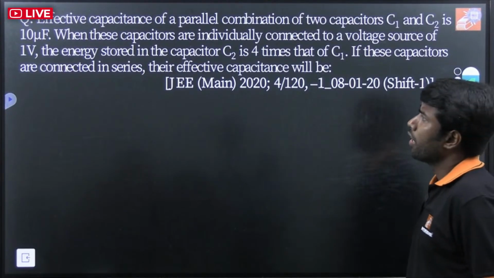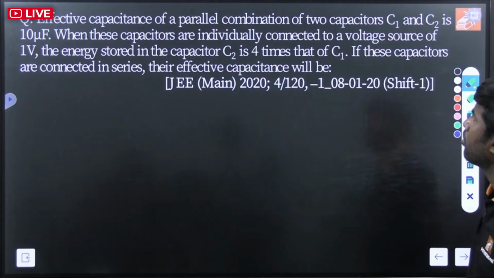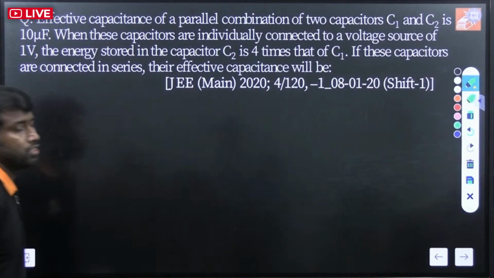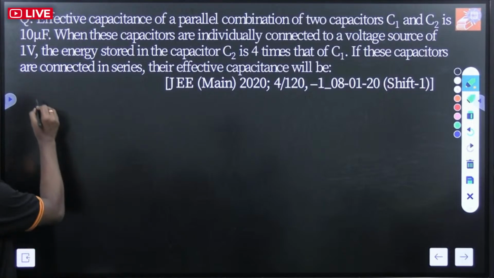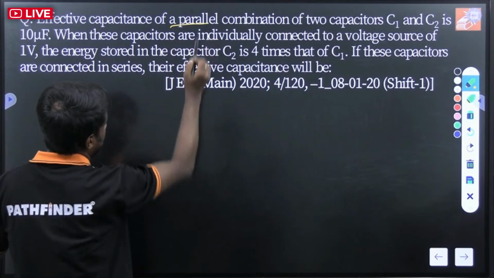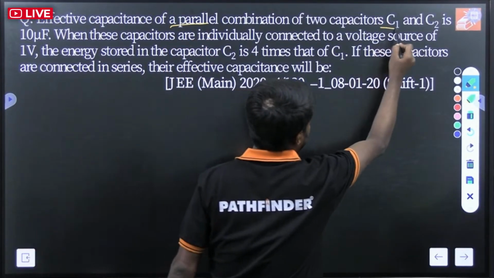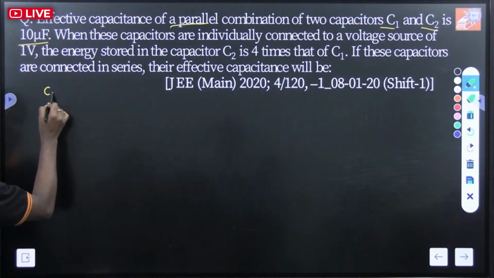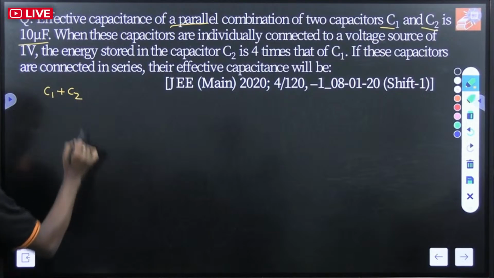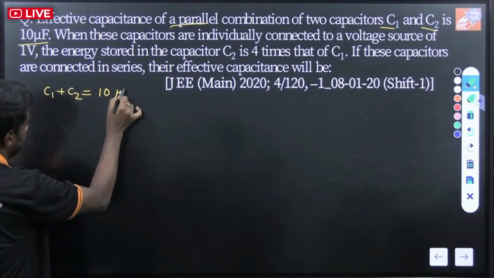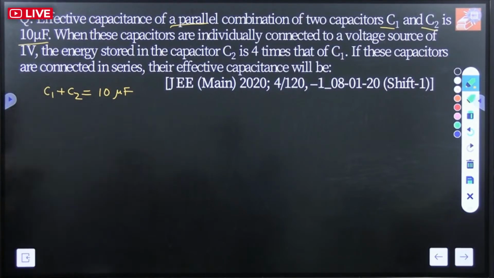See, the effective capacitance of a parallel combination of two capacitors C1 and C2 is 10 microfarad. So we'll read that line and write according to the question. First they said effective capacitance for parallel combination of two capacitors C1 and C2 is given as 10 microfarad. That means the parallel combination effective capacitance is C1 plus C2, which is given here as 10 microfarad. The first equation we got.